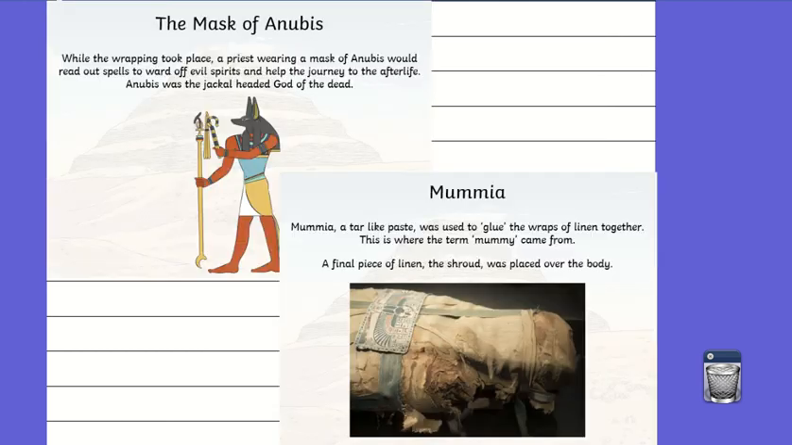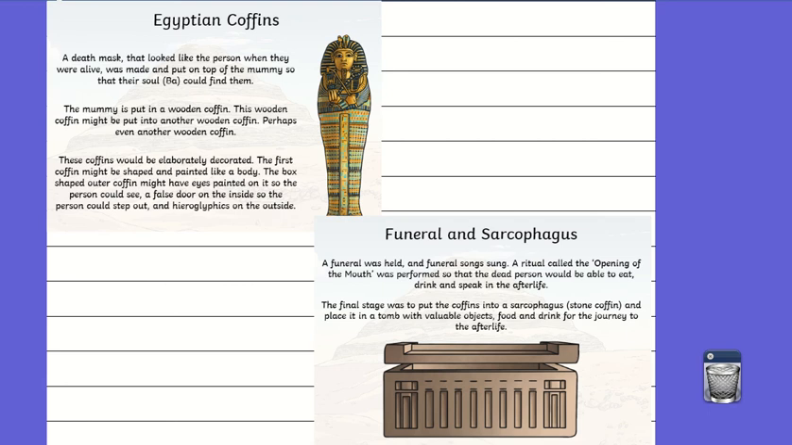So, the mask of Anubis. While the wrapping took place, a priest wearing a mask of Anubis would read out spells to ward off evil spirits and help the journey to the afterlife. And he was the jackal-headed god of the dead. Mumia, a tar-like paste, was used to glue the wraps of linen together, and this is where the term mummy came from. The final piece of linen was placed over the body.